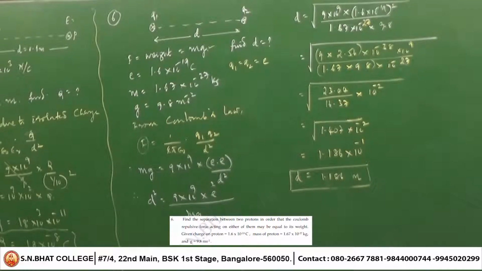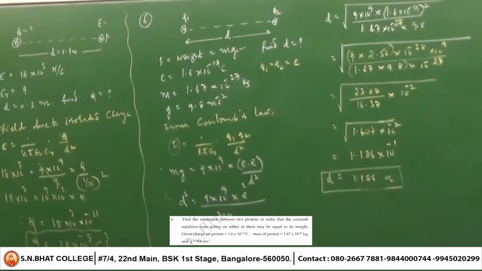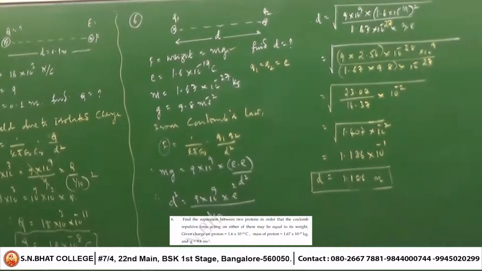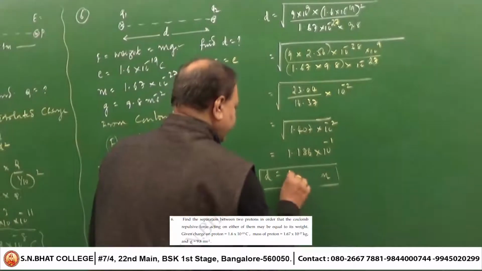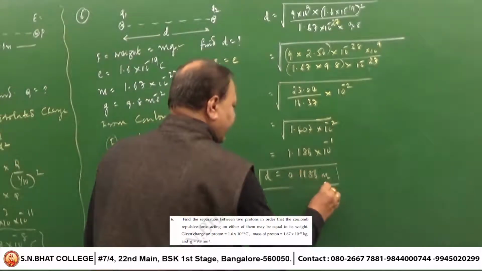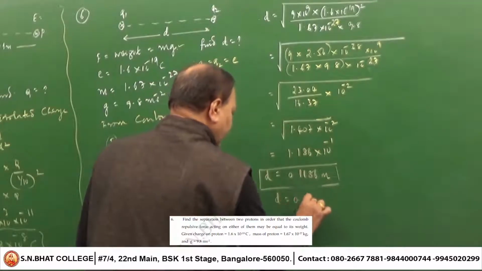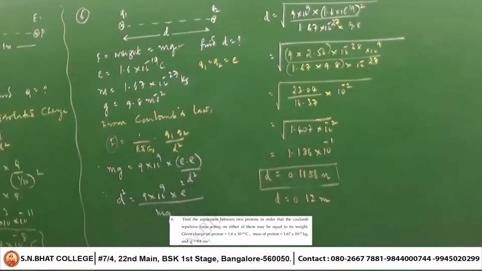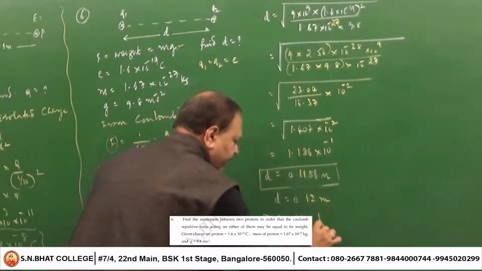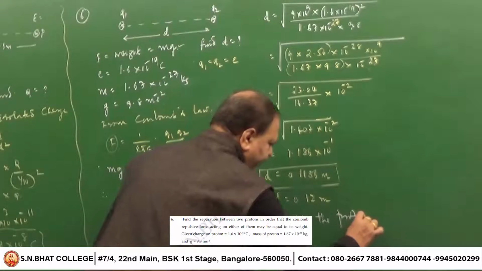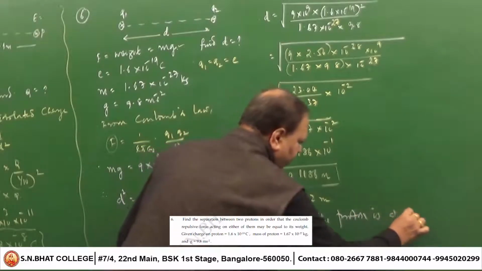It is 1.407, and if you take the root of that 1.407, it is equal to 1.186 divided by 10 to the power of minus 1, that is 0.12 meter. Therefore, you should write the answer at the end: the distance between the protons is 0.12 meter.